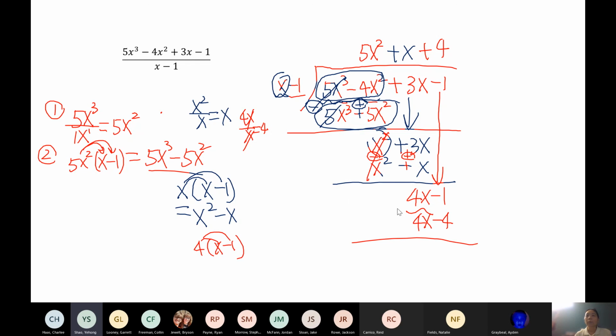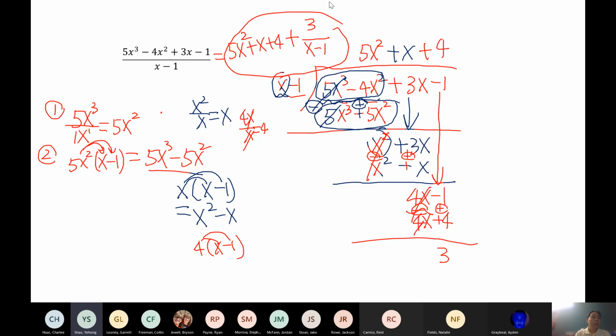And now do subtraction again. Minus. So keep, change. So -1 plus 4, that gives you 3. So let's write down the answer up here. The quotient, 5x squared plus x plus 4, plus the remainder 3 over x minus 1. So that's the final answer. Okay. All right, questions?